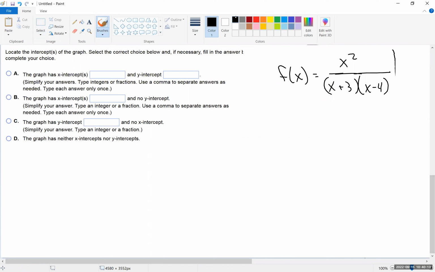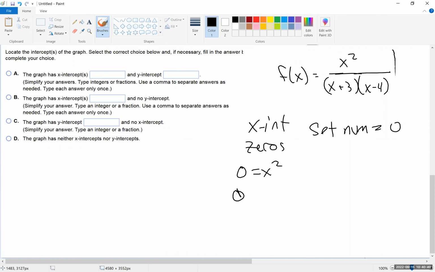Locate the intercepts of the graph. So to find the x-intercepts, which we also call the zeros, all you have to do on a rational function is set the numerator equal to 0. That's all you have to do. So if we do that, we get 0 equals x squared, which means x is 0. So the x-intercept is 0, 0.